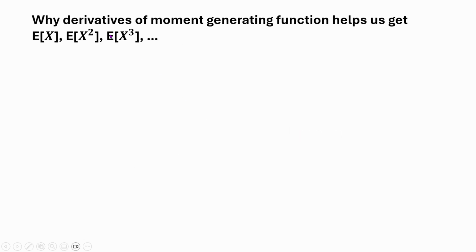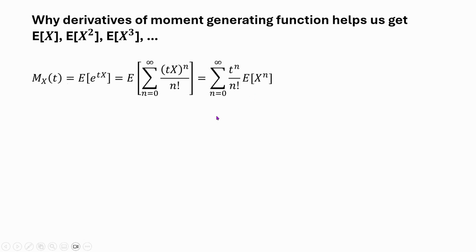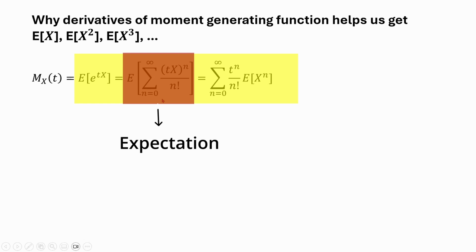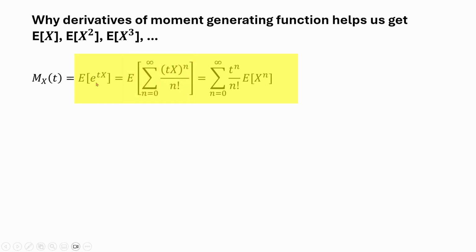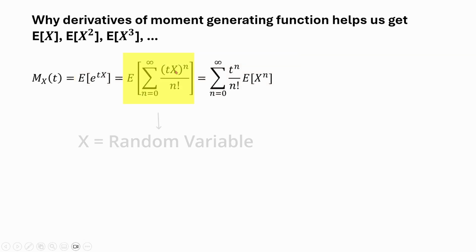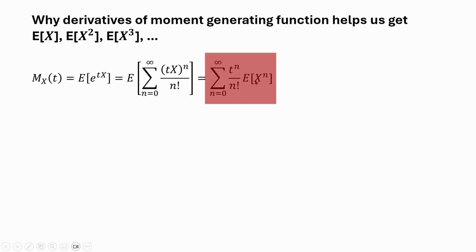Fine. Now let's answer this question: why do derivatives of the moment generating function help us to get these things? We have taken this for granted before. So let's see. This is how the moment generating function looks. This is the expectation. We can break e to the power tx down in a Taylor series: sum over n equal to 0 to infinity of (tx) to the power n by n factorial. This is the Taylor series expansion of e to the power tx. So x is the random variable here, and we can take t and n out and put the expectation on x only.